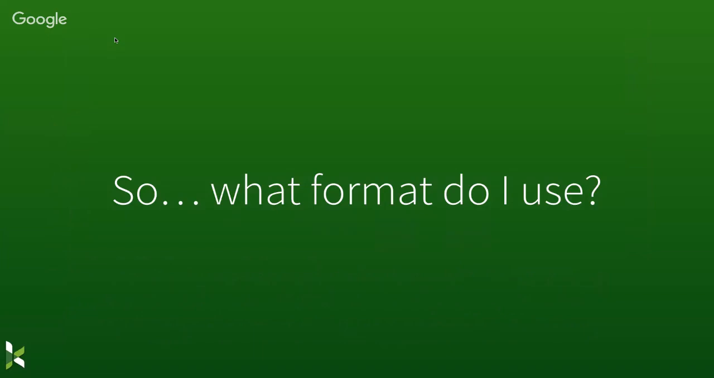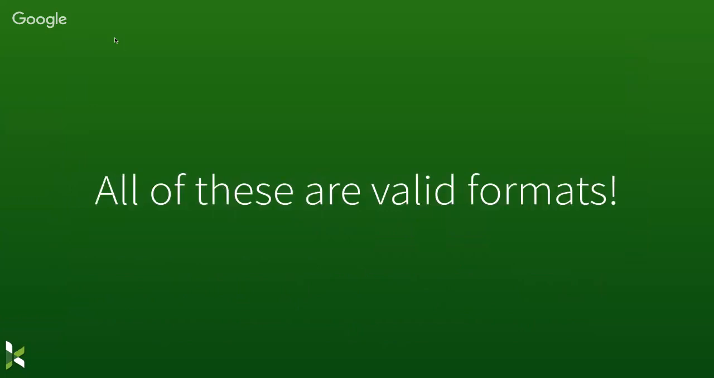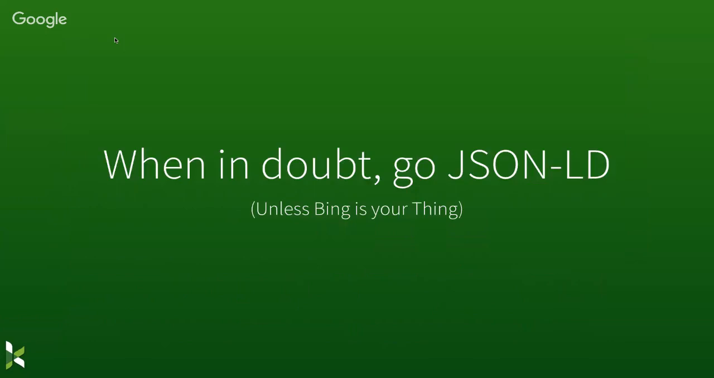There are a lot of options. What format are we actually supposed to use? They're all valid. They're all good for different types of things and different types of developers. My personal take would be, if you're in doubt, go with JSON-LD unless Bing is your thing. I have actually talked to a number of developers who implement two of these formats. They'll do JSON-LD because Google loves it, and then they'll do RDFa or Microdata in line with their content to support search engines that are not as JSON happy.